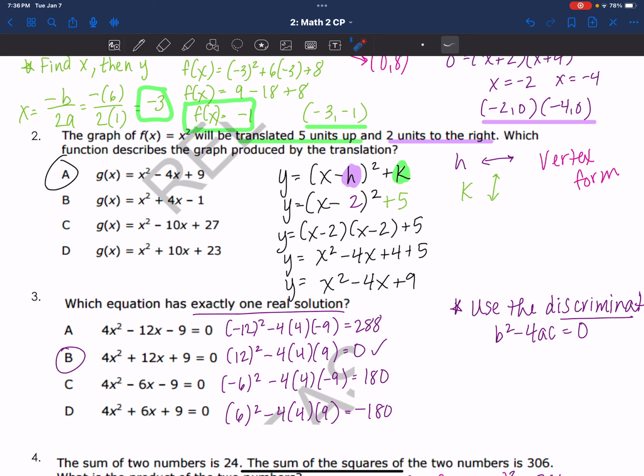All right, for 3, this one asks which one has exactly one real solution. Now you could go through and solve all of these, but that's a lot of work. So there's a shortcut. You can use the discriminant. Remember, the discriminant is part of what's inside the quadratic formula. It's b squared minus 4ac. And if that equals 0, you know it has one solution.